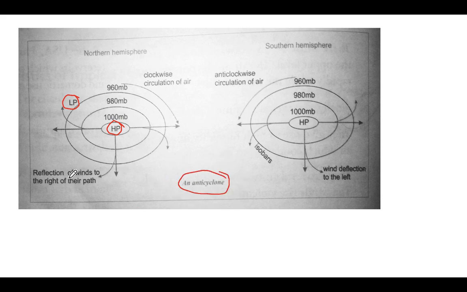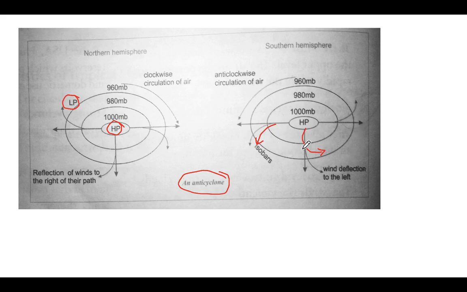So, the deflection of winds is to the right of their path. In here we have the isobars out. This is the anti-clockwise direction. In an anti-clockwise direction, the wind blows opposite to the clockwise. Instead of going to this side, it's going to this side. The arrow is pointing to this side, so this is anti-clockwise.